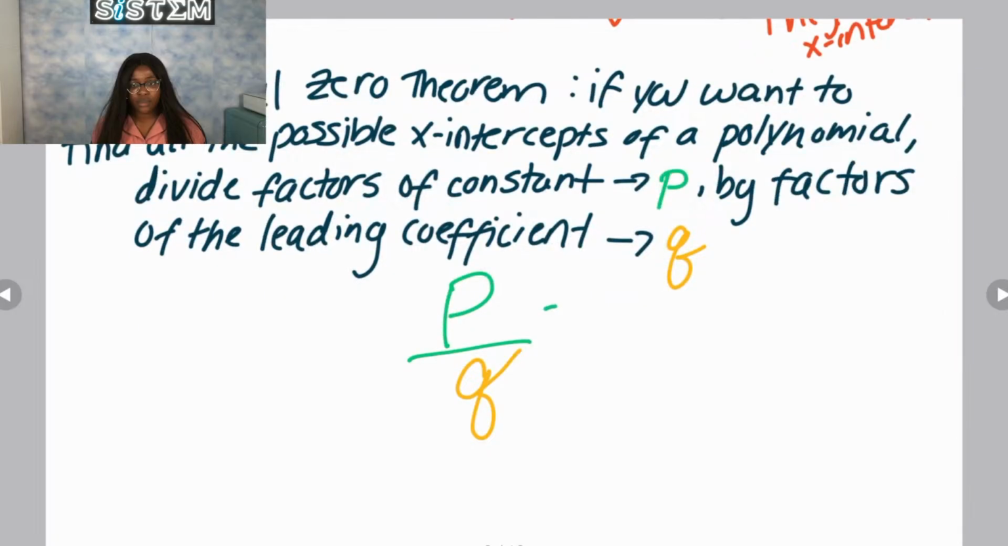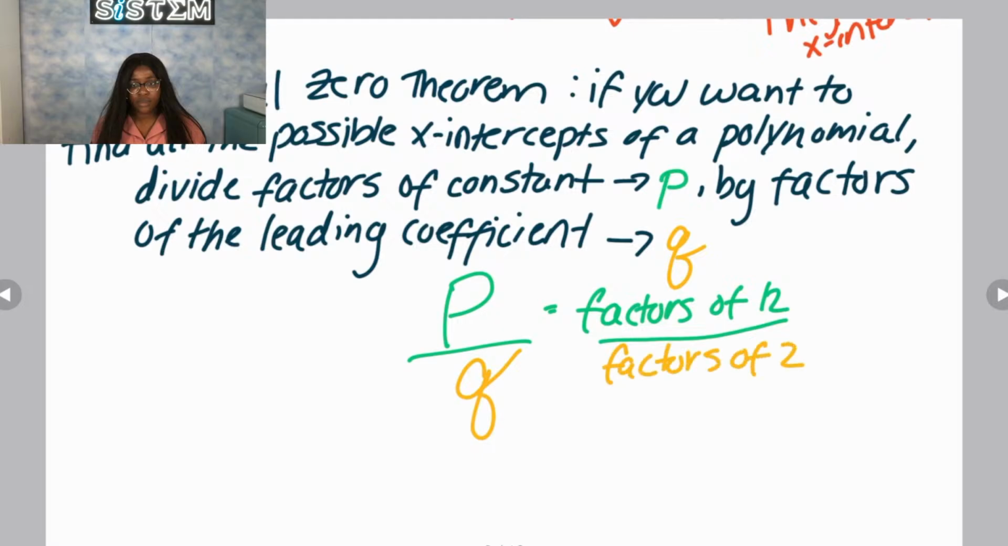So here, factors of 12 over factors of 2. And when we do that, what are the factors of 12? You can have plus or minus 1, plus or minus 2, plus or minus 3, plus or minus 4. 5 is not a factor of 12. 6 is a factor of 12, plus or minus 6. 7 is not a factor of 12. 8 is not a factor of 12. 9, no. 10, no. 11, no. 12, yes. So these are your factors of 12.